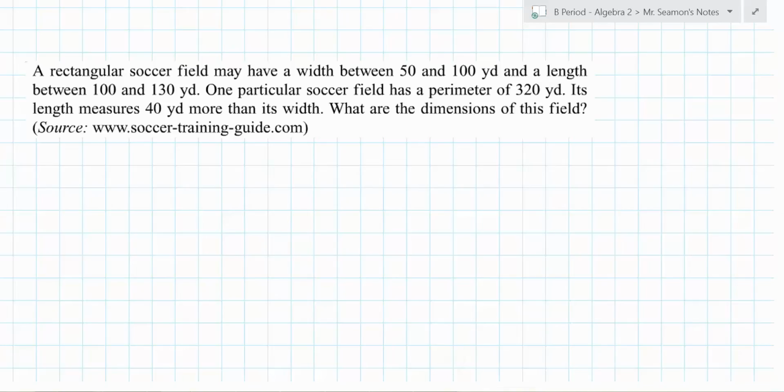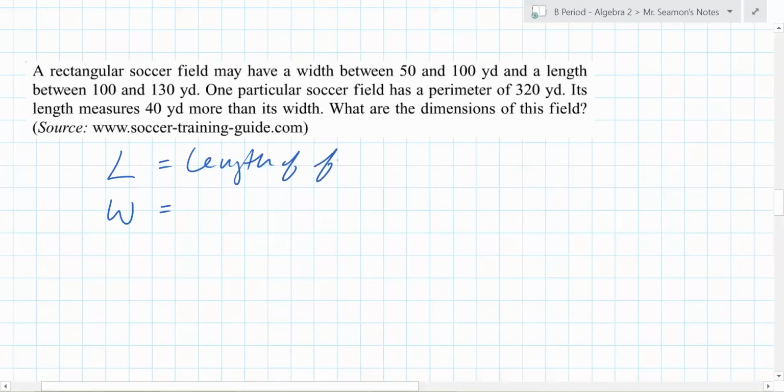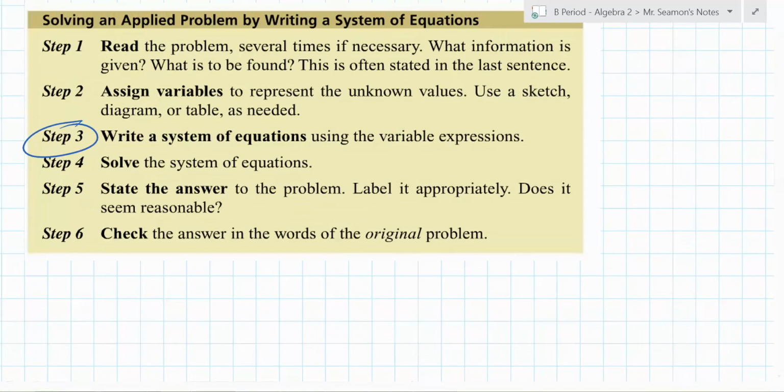So first case, the first one. When you're labeling, should we call them like Z and Q? No. Could we if we wanted to? Don't, though. L and W. Is this enough to label variables? No. What does L represent? Length of field. What does W represent? Width of field. So we've read this and then we've written and labeled variables. What's our next step? Write a system of equations.